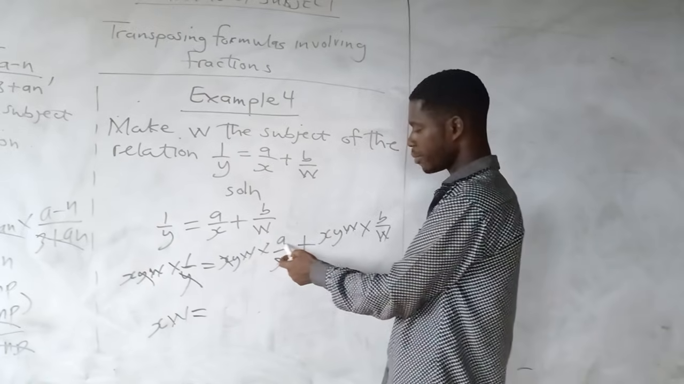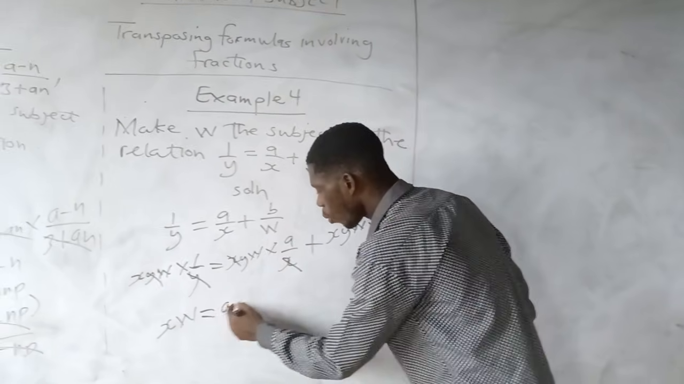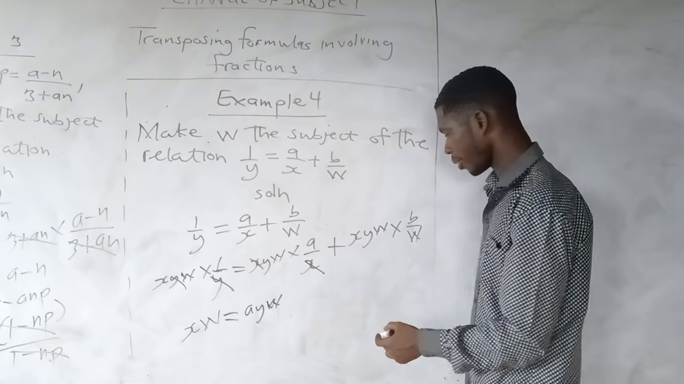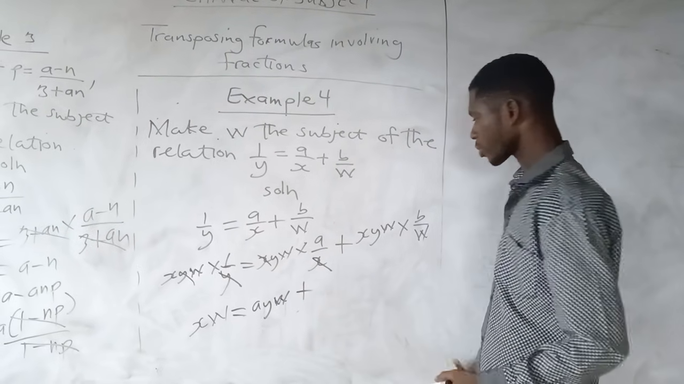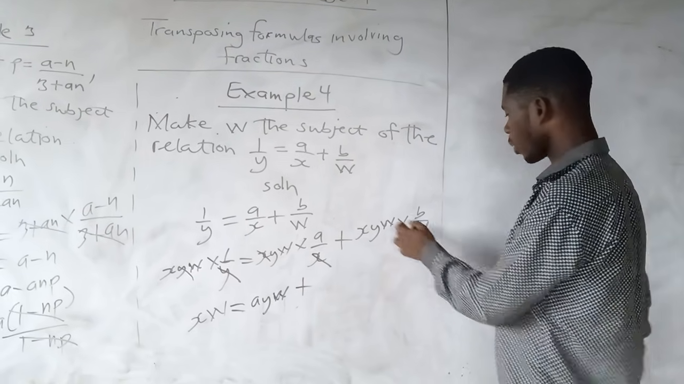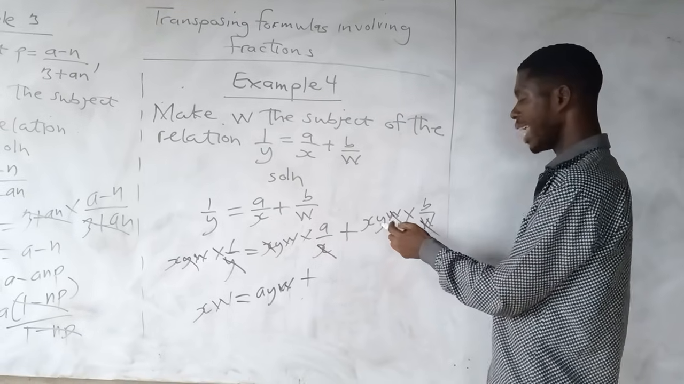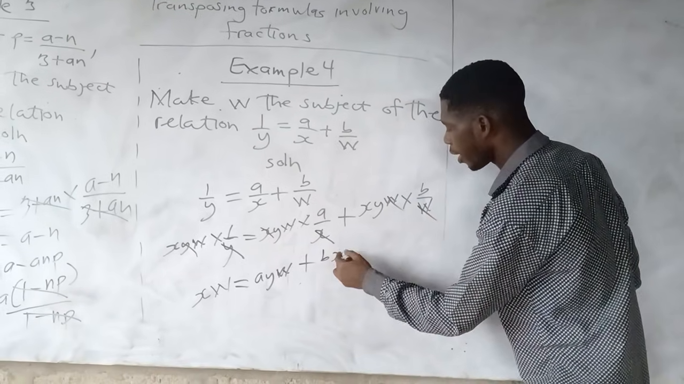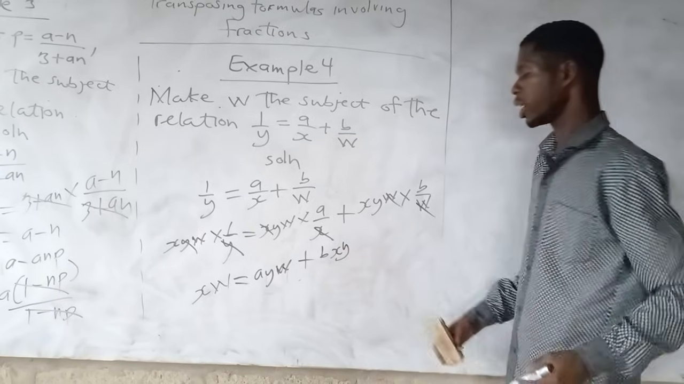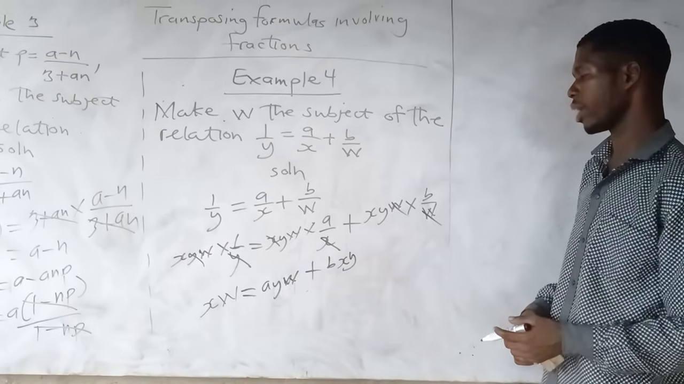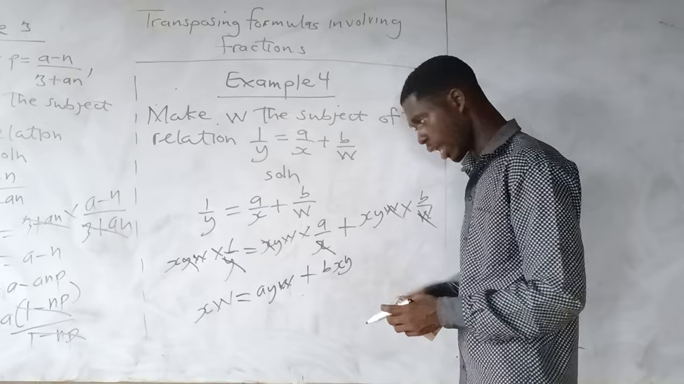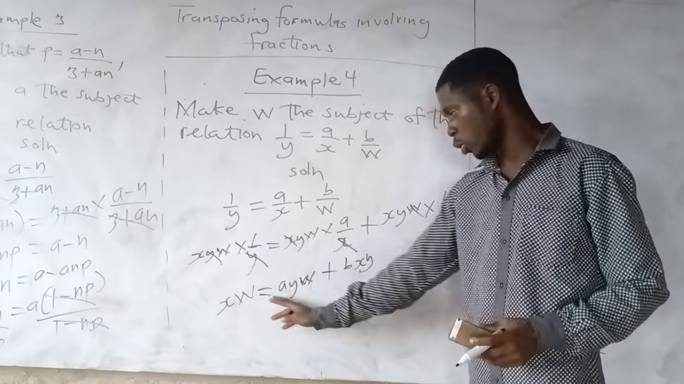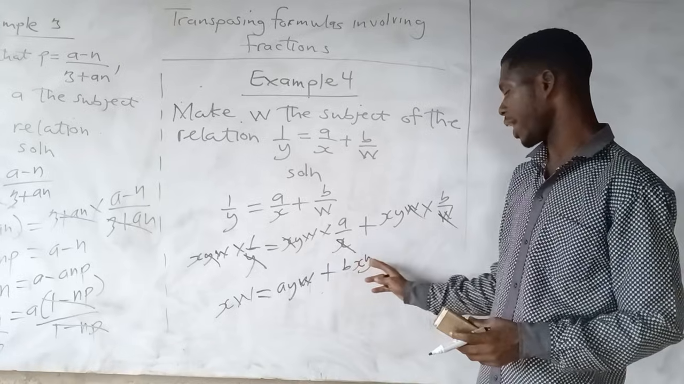X will cancel X, so it will be left with Y W times A, which gives A Y W. Then plus, here too W will cancel W, so it will be left with X Y. X Y times B gives you B X Y. So now you have X W equal to A Y W plus B X Y.